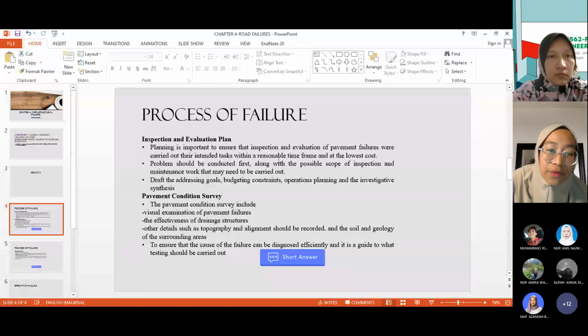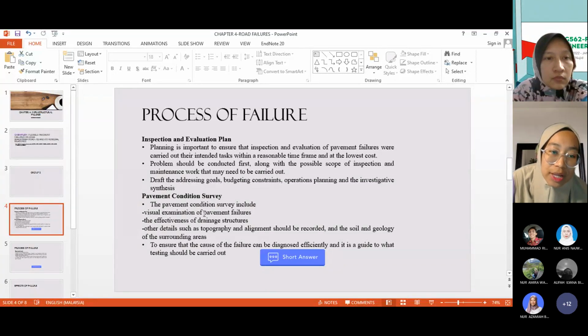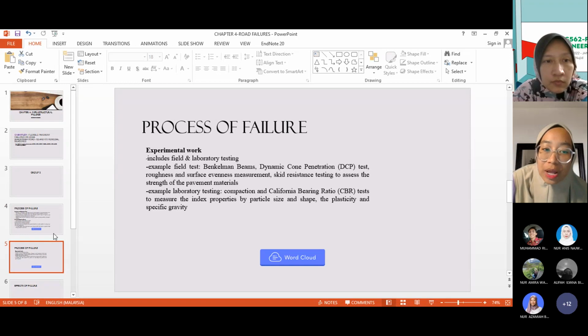Next, the process is pavement condition survey. The pavement condition survey include visual examination of pavement failures, the effectiveness of drainage structures. Other details such as topography and alignment should be recorded, and the soil and geology of the surrounding areas. Then, to ensure that the cause of the failure can be diagnosed efficiently and it is a guide to what testing should be carried out. Then I will pass to Amira Wahida.